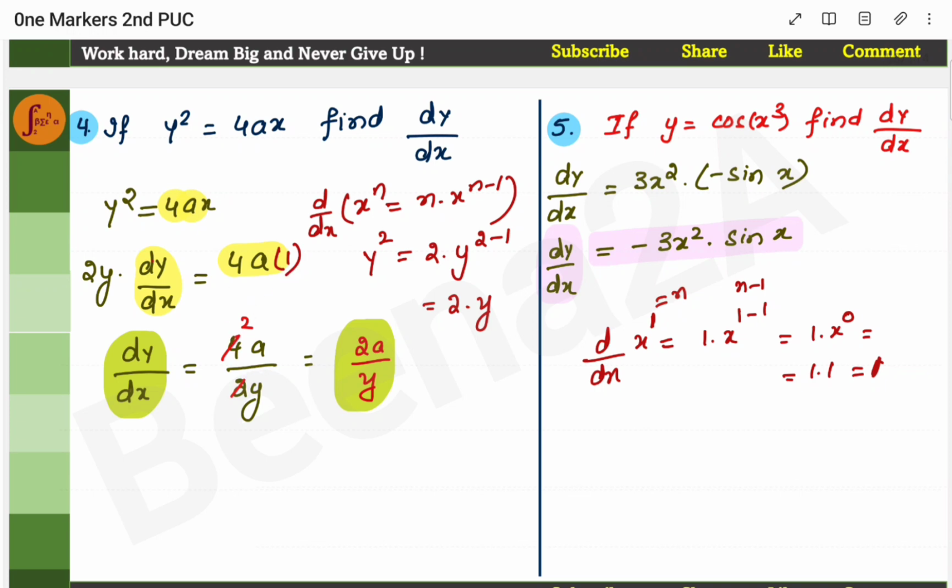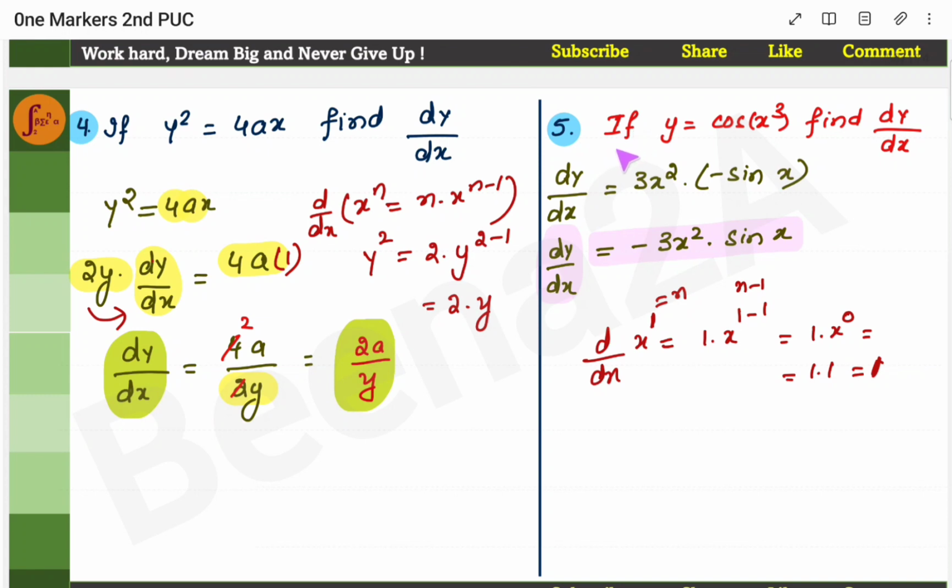So you'll get 4a. Now what you'll do is find dy by dx, shifting everything here to the other side. When I shift this, it will become division, right? Here it's in the numerator. When I shift, it will come to the denominator, right? And this is the answer.